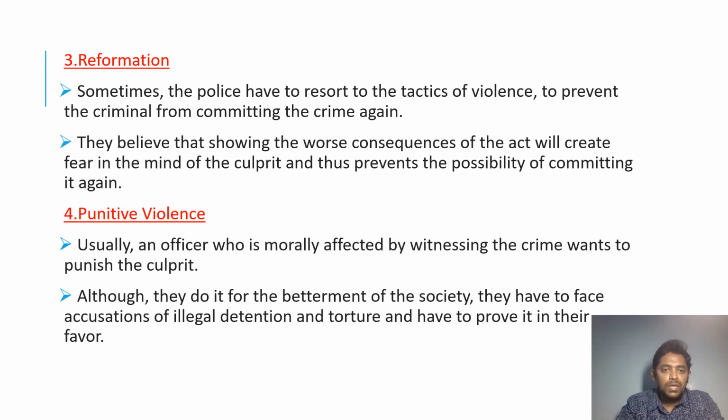Reformation. Sometimes the police have to resort to the tactics of violence to prevent the criminal from committing the crime again. They believe that showing the worst consequences of the act will create fear in the mind of the culprit and thus prevent the possibility of committing it again.